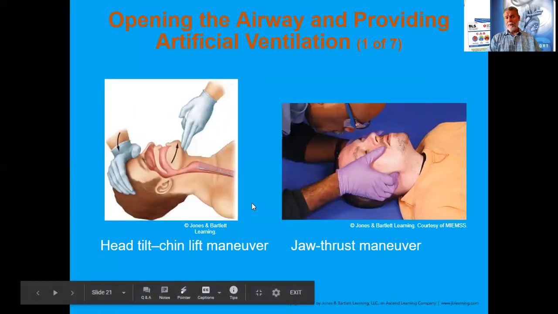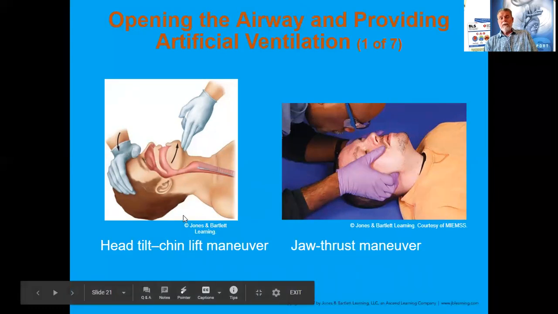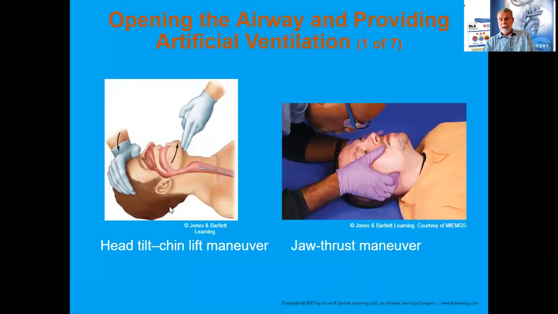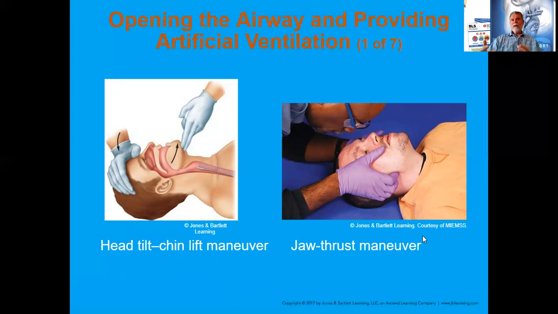As far as the airway, and when you open and check the airway, two different ways we can do this. If the person's found in their bed or there's no suspicion of cervical spinal trauma, we use the head tilt chin lift. The jaw thrust maneuver is a technique that's utilized to open the airway with a suspected or potential spinal injury. If someone falls down and you see them whack their head, the way you're going to open that airway is with the jaw thrust maneuver.